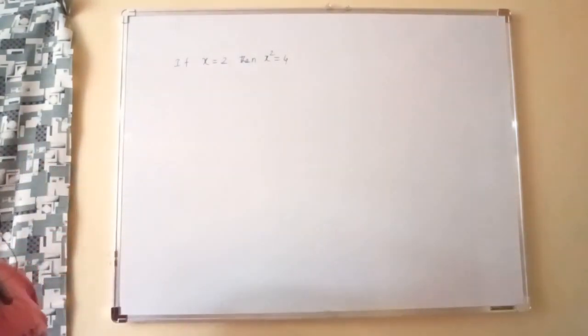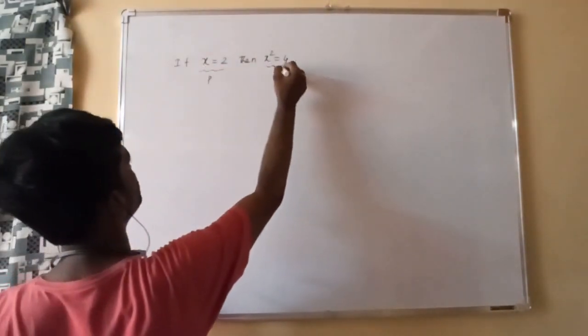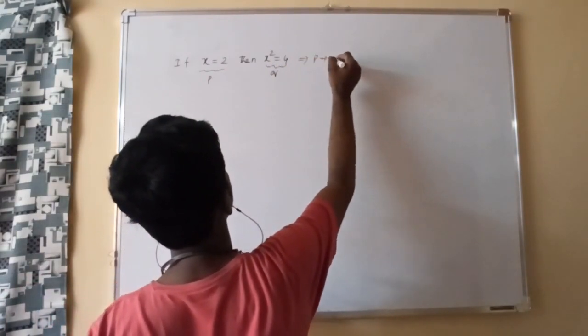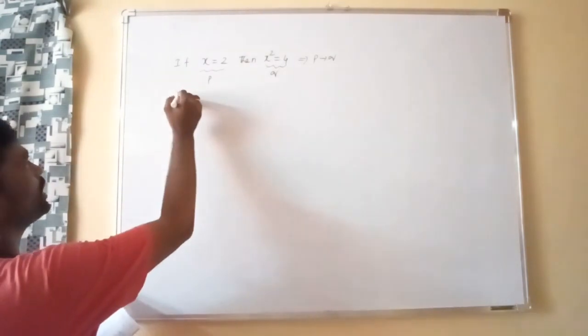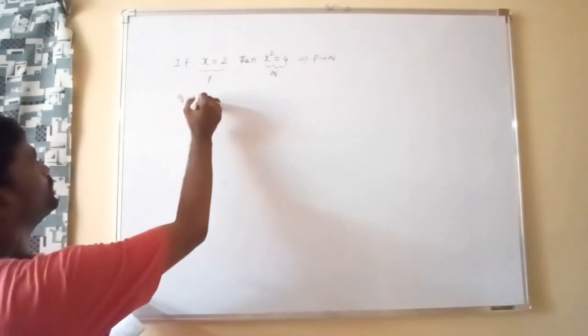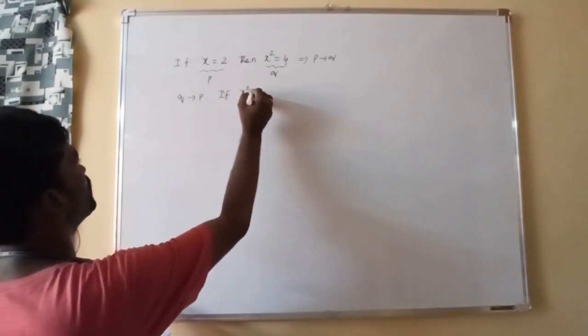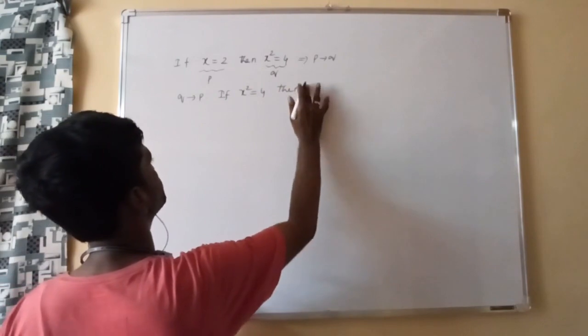Because this is a conditional statement. So if this statement is denoted by P and that statement is denoted by Q, the whole statement is denoted by P implies Q. But here the question is what? Converse. So the converse of P implies Q is what? Q implies P. That is, if Q, if x square is equal to 4, then P, x is equal to 2.